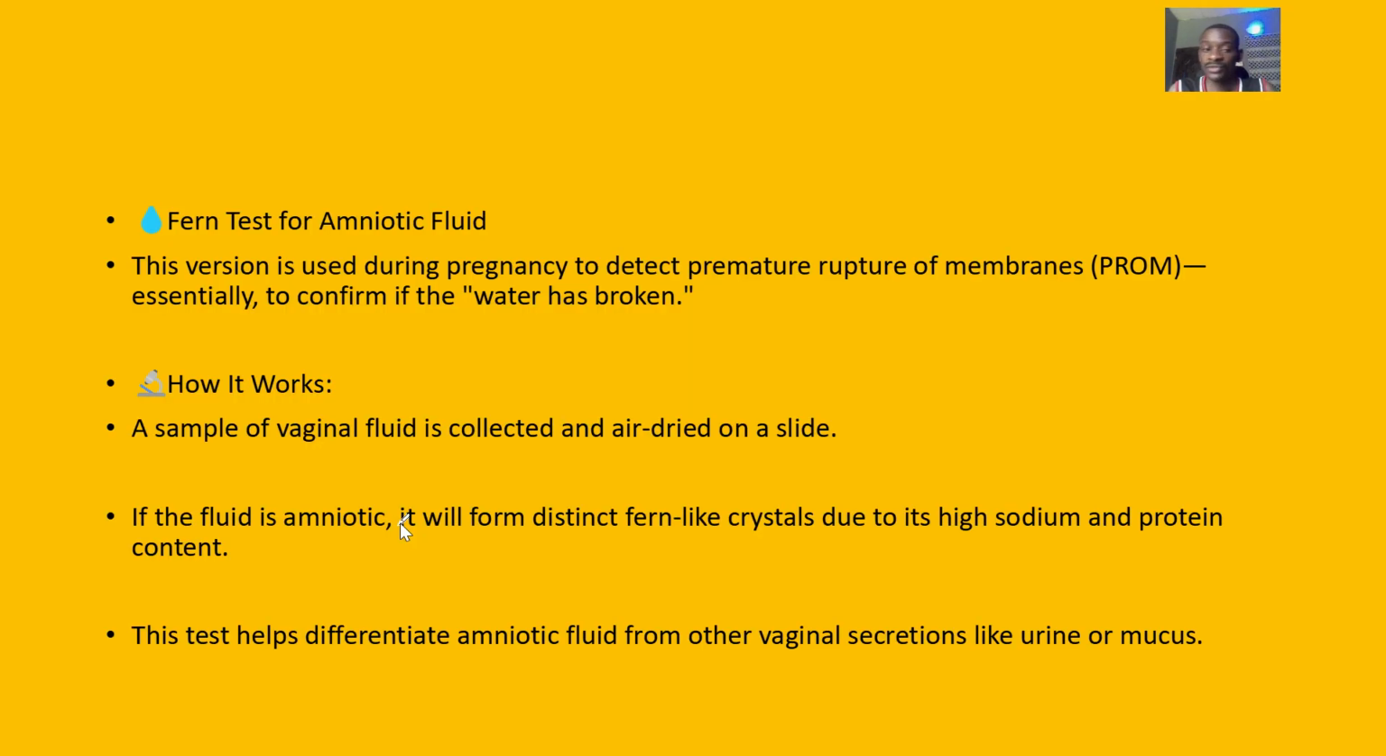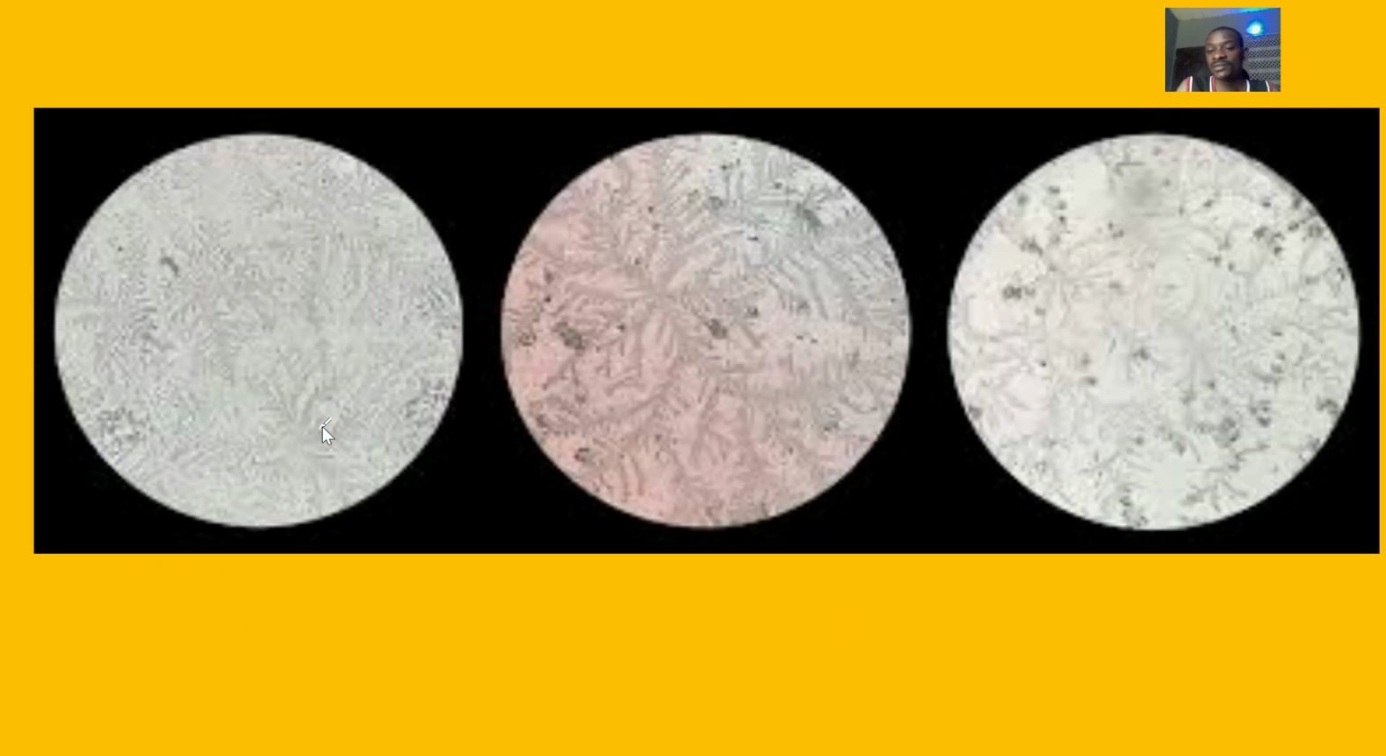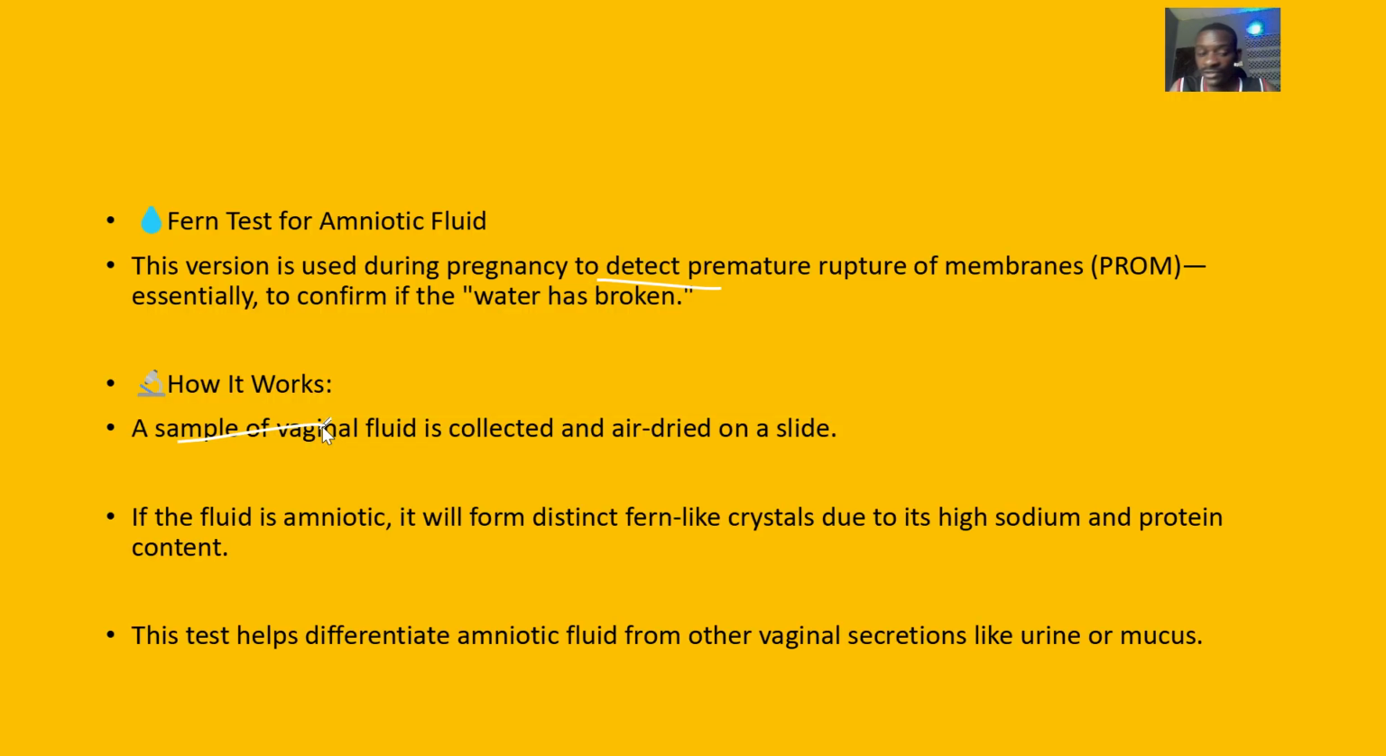So for amniotic fluid now, to detect if there is leakage. It is used during pregnancy to detect premature rupture of membranes, just to confirm if the water has broken. How it works: a sample of vaginal fluid is collected and air dried on a slide. If the fluid is amniotic, it will form distinct ferns, just like this. The test helps differentiate amniotic fluid from other vaginal secretions like urine or mucus.